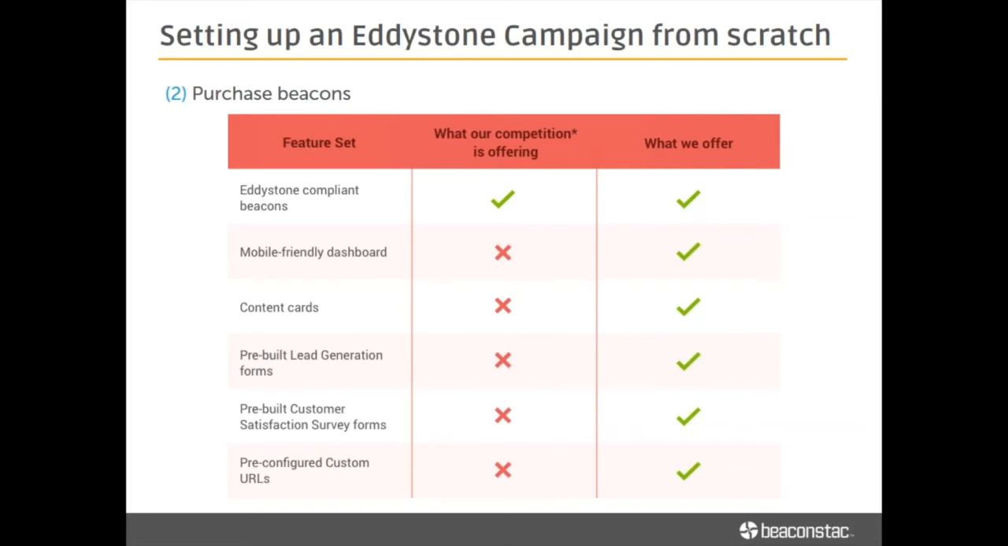So what are the features you should look for in these beacons? Obviously, they should be Eddystone compliant. You should also get a mobile friendly dashboard with it because you'll be reaching people on mobile. You should get content cards like I just discussed, the web-based UI, pre-built lead generation forms, customer survey forms, pre-configured custom URLs, which is where people will be led to if they click the URL. All of it is already available in the Eddystone dashboard offered by Beaconstac, and you'll not get it from any other competitor in the market.